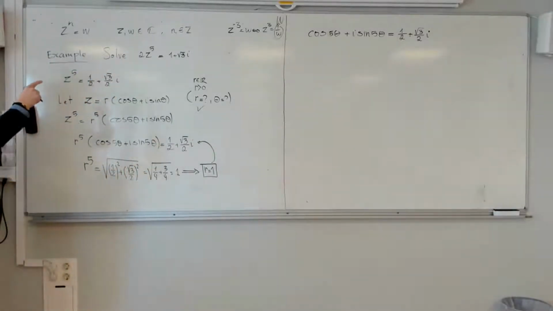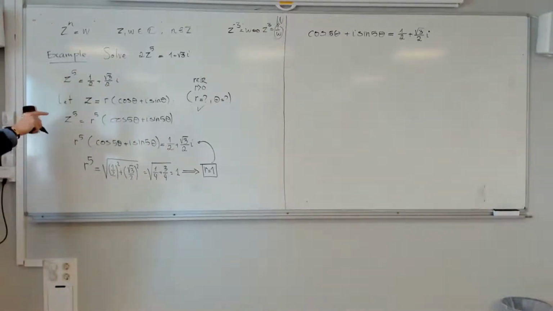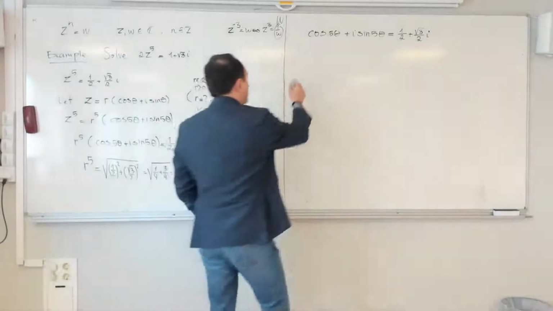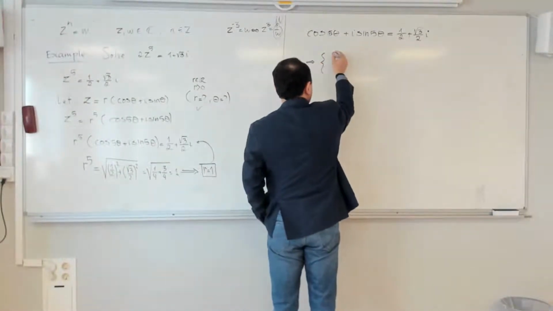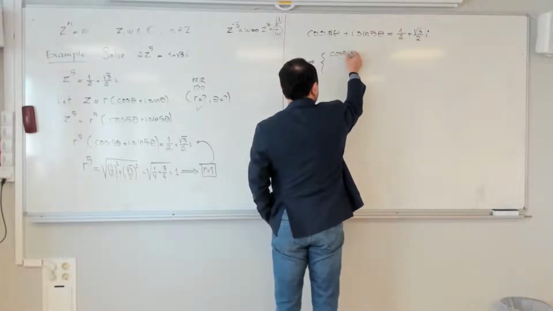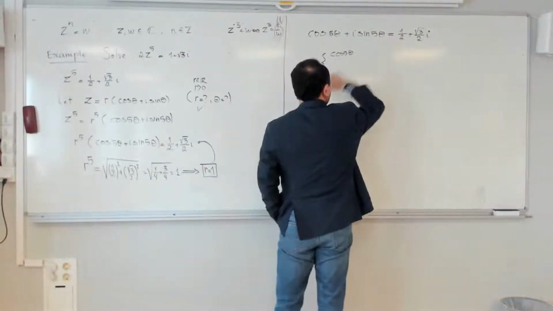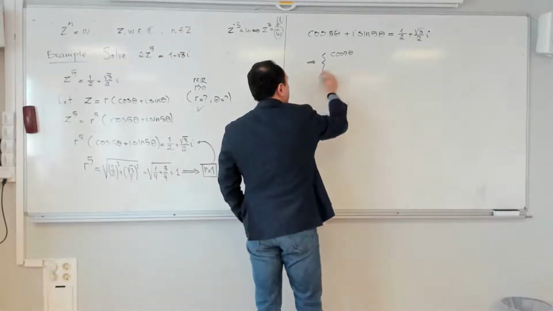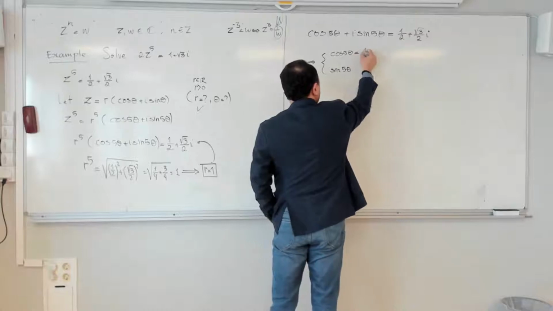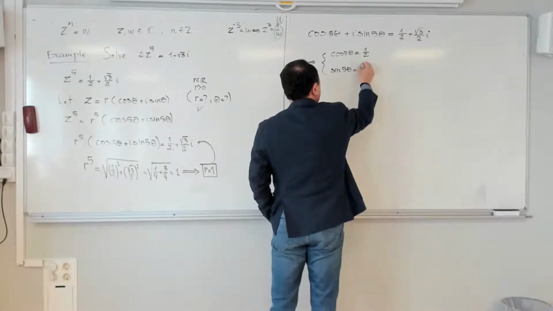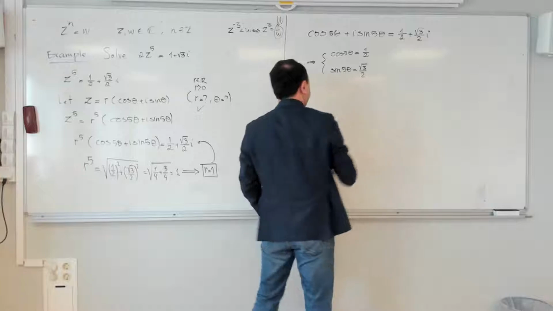Okay, and then you compare the left-hand side with the right-hand side. If two complex numbers are equal, then the real parts and the imaginary parts should match. So this will give rise to a system of 2 equations, but only one unknown, not 2 unknowns, because the only unknown left for me is theta. The real part should match with the real part, the imaginary part with the imaginary part.